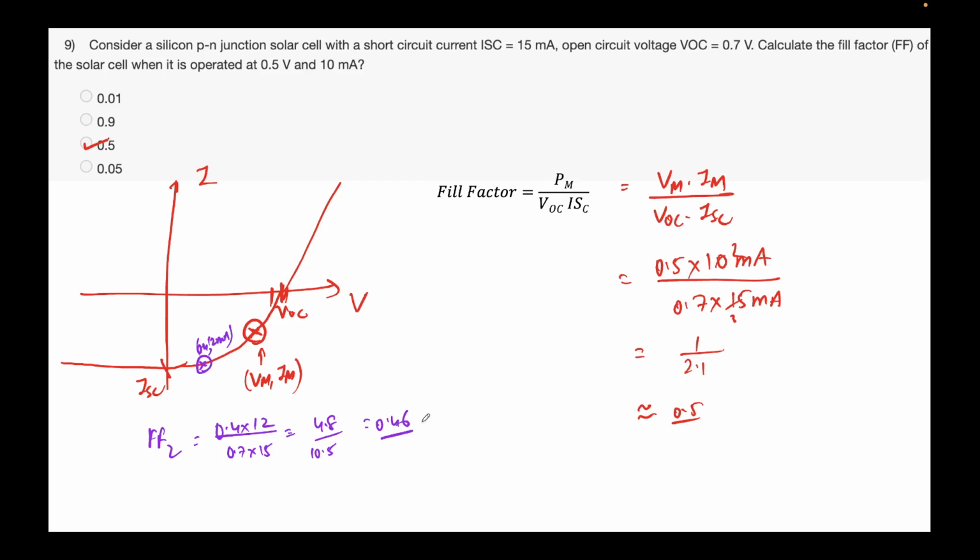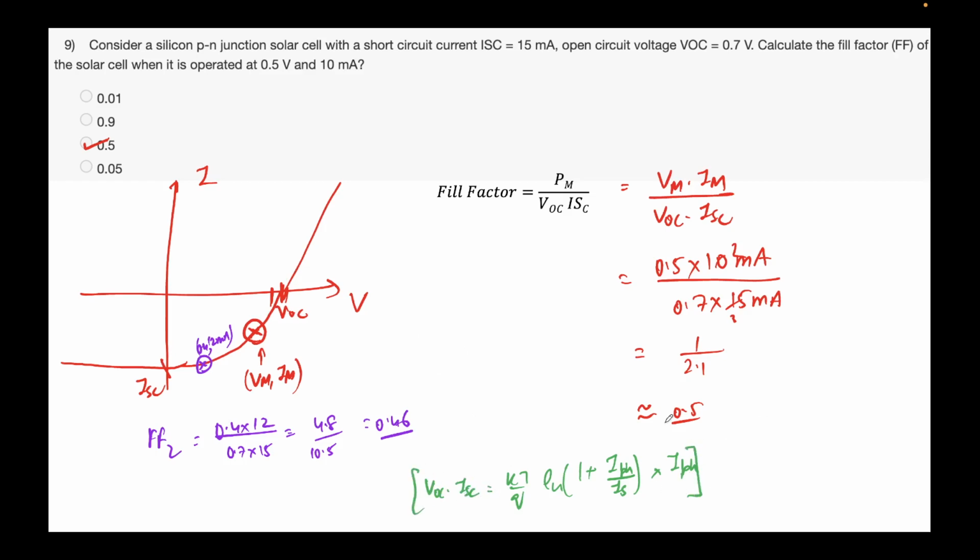How do we do that? We do know the expression for VOC, right? VOC will be kT by q, which is a constant at a given temperature, ln of 1 plus I photon by IS. This ISC is nothing but the I photon that we have. So this is your VOC times ISC.